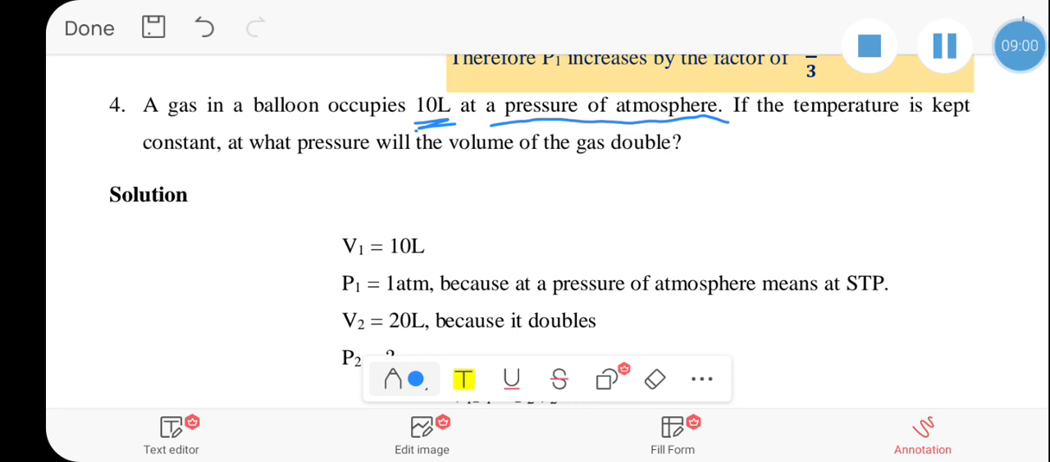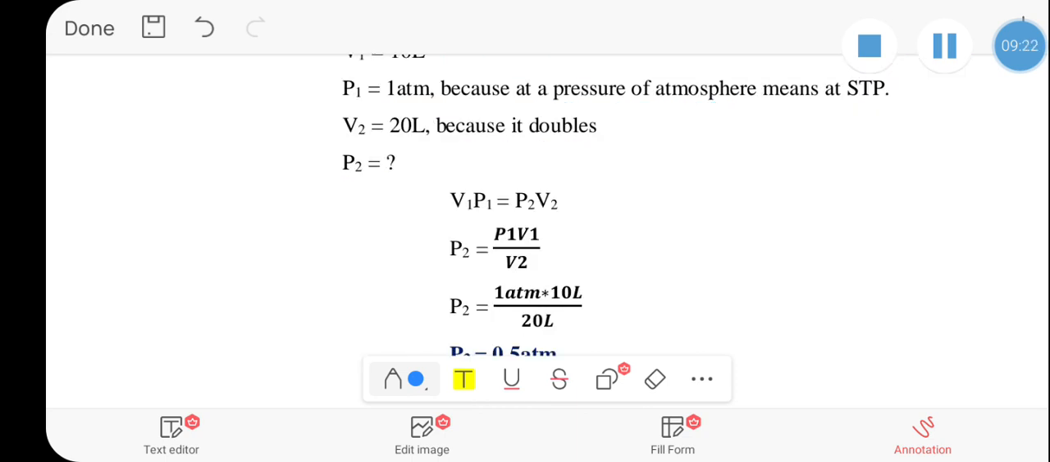V2 ምን ሆኗል ብሎናል? ደብል ሆኗል ስላለን የመጀመሪያው ቮሊዩም ደብል ሆኗል። at what pressure the volume ደብል ስላለን ቮሊዩሙ 10 ነበር፣ ከ10 ደብል ሆነ ማለት 20 ሆነ ማለት ነው። 2 times 10 20 ይሆናል ማለት ነው። so V2 20 ሊትር እንላለን ማለት ነው። therefore the required one is P2.